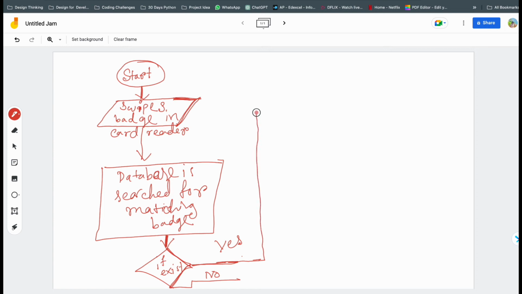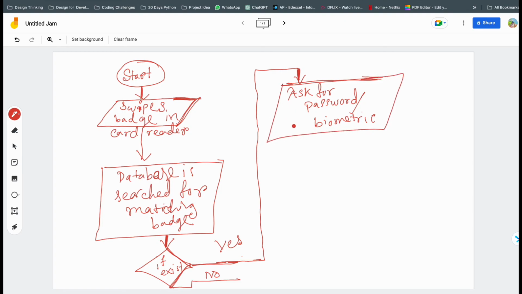Because it is two-factor authentication, right? If it's yes, that means the system will ask the employee to continue to the second step. The second step can be a thumb scan or a password, right? So it can be ask for password or biometric, anything. For this one, there is nothing processing, so this is a rhomboid, something like that.